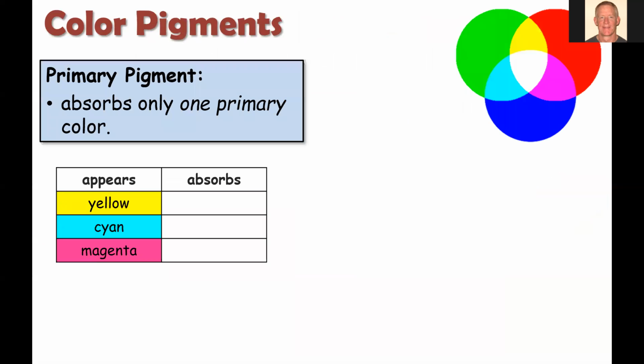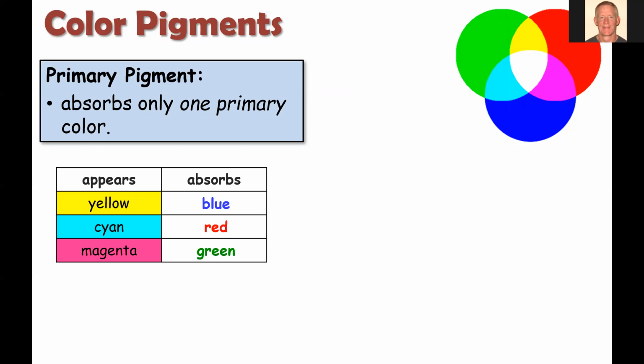All right, so what are these pigments? We have two sets. The first are primary, and primary pigments absorb one primary color. So the names for them are actually the secondary colors, but we call them primary because they absorb a single primary color. So yellow, think about yellow. It's made up of red and green, so it has to absorb blue. Cyan is made up of green and blue. It has to absorb red. And magenta is made up of blue and red, so it has to absorb green, right?